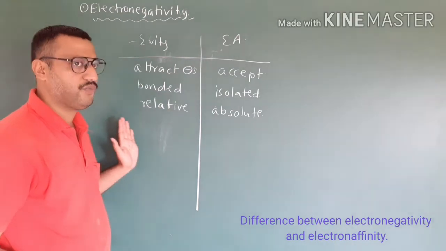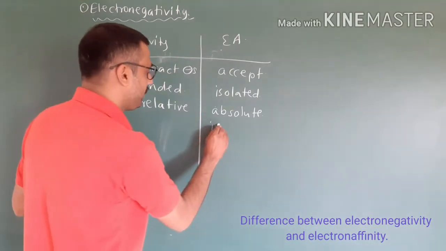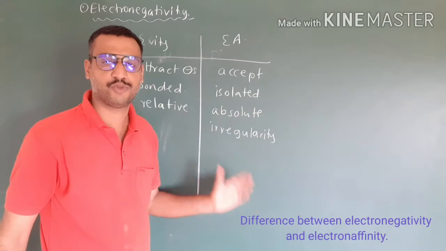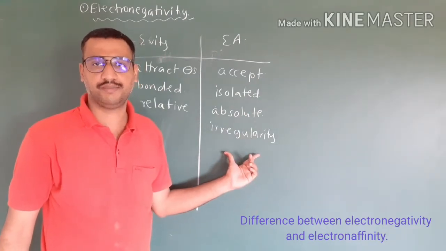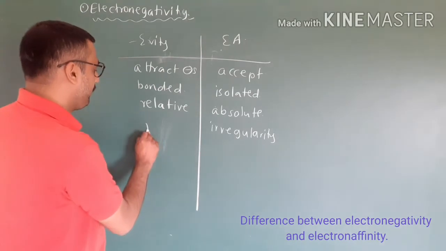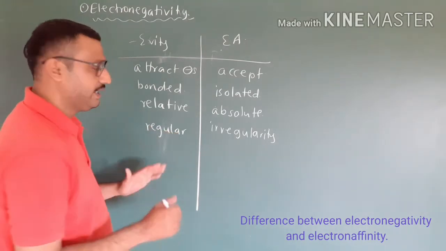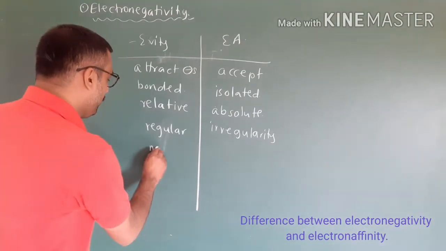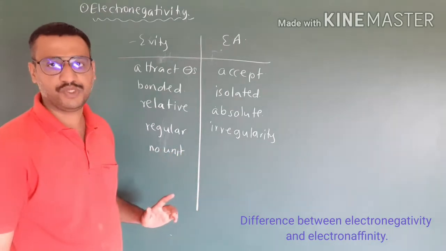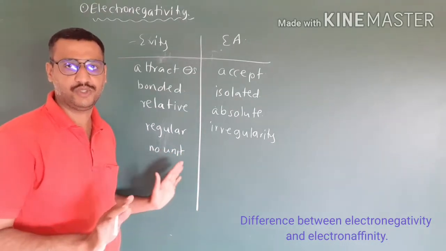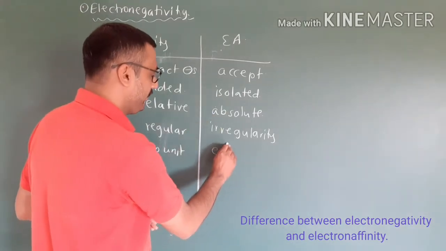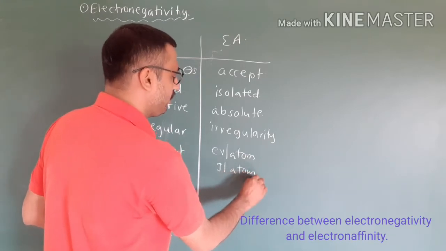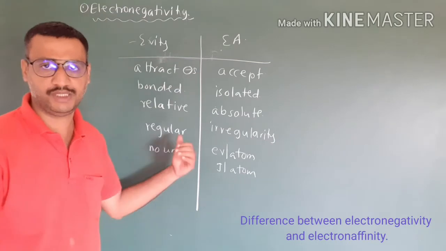Then if we observe the trend, there is irregularity in the values of electron affinity, whether we move from top to bottom or from left to right. But in the case of electronegativity, we see a comparatively regular change in values. And the last one: there is no unit for electronegativity. We know that if a property is relative, there is no unit, but electron affinity can be measured in electron volt per atom, joule per atom, kilojoule per mole, or kilocalorie per mole. Please note it.